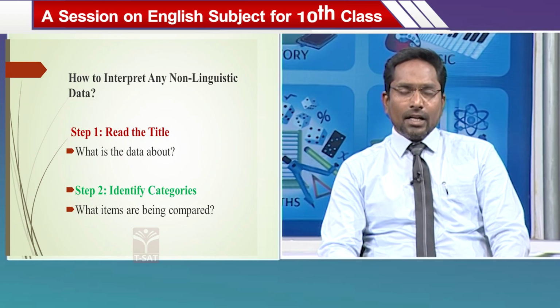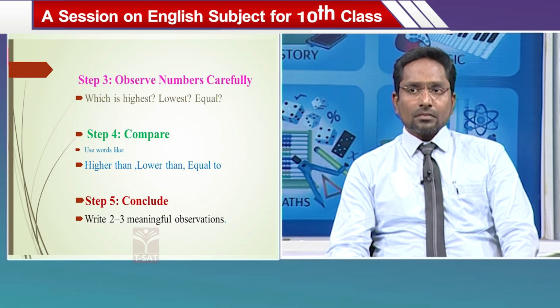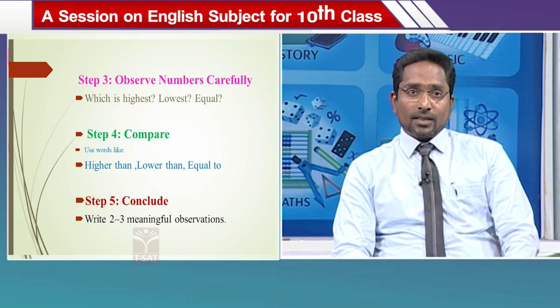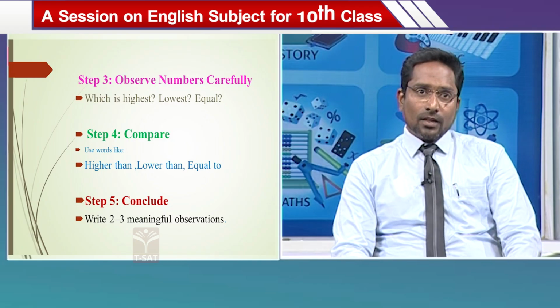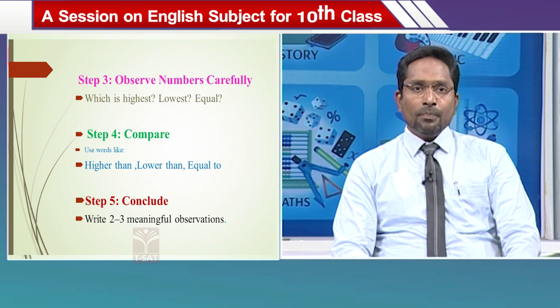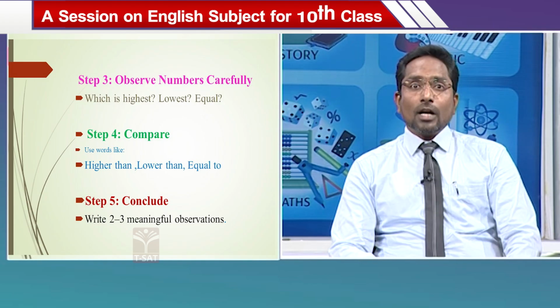So second one is identifying the categories, how many categories are there. And next you need to check, observe the numbers carefully. This really matters. So don't just hurry in writing, thinking that, oh, it's just there. No, you need to be a little careful here, identify and then observe the numbers carefully. And finally, you need to compare.